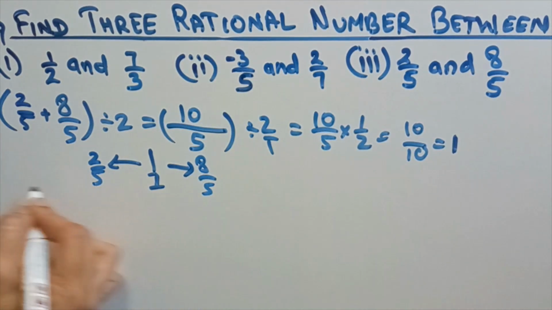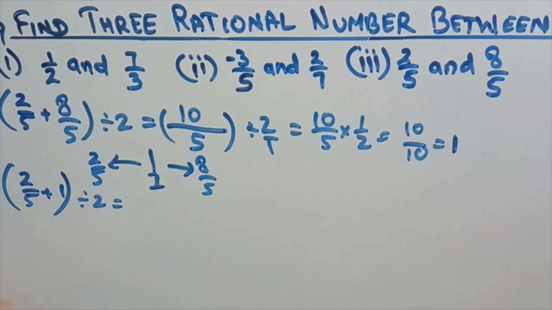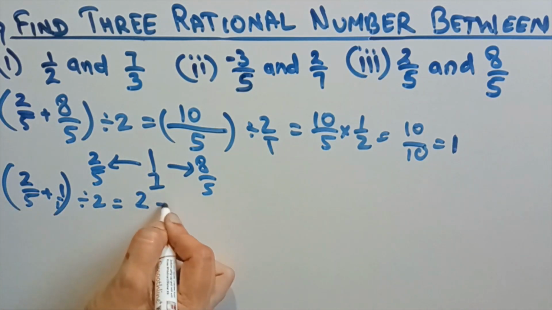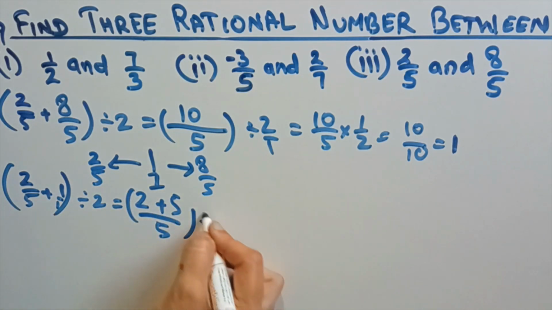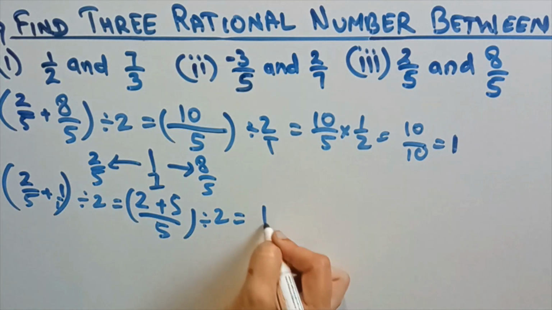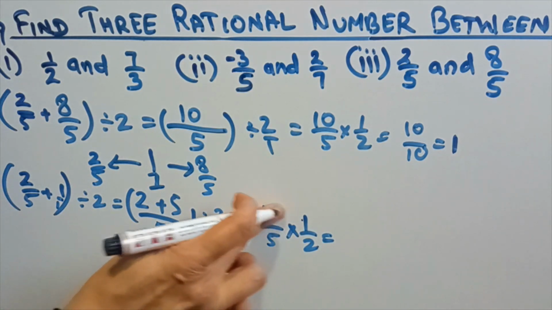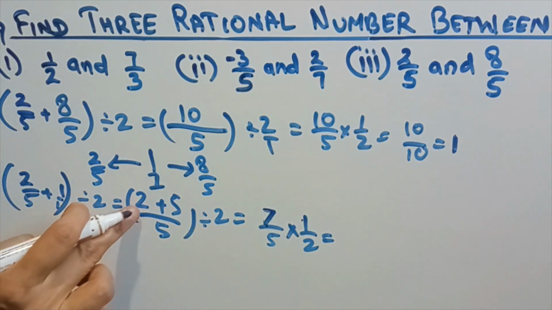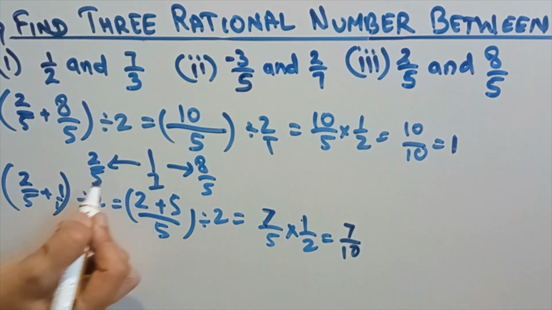Now I am taking these two pairs. 2 by 5 plus 1 divided by 2 is equal to, this is 1 by 1. So multiply. 2 ones are 2 plus 5 ones are 5 upon 5 ones are 5. This divided by 2 is equal to 10 by 5 into, now 2 by 1 will become 1 by 2. Again this is 7, sorry, this is 7. 2 plus 5 is 7. So 7 by 10. So this is the number between these two numbers here.